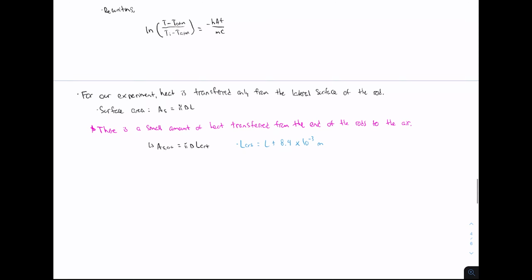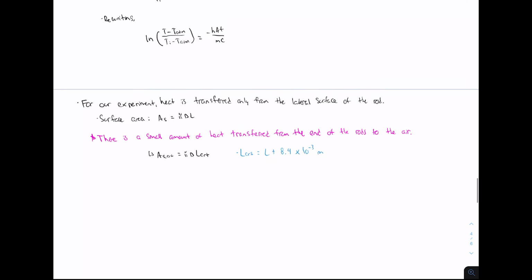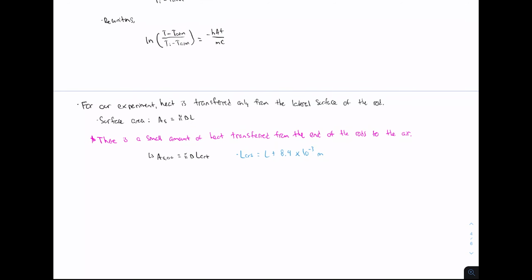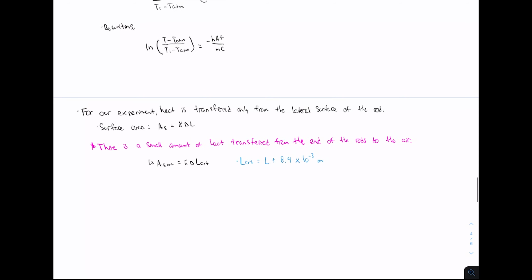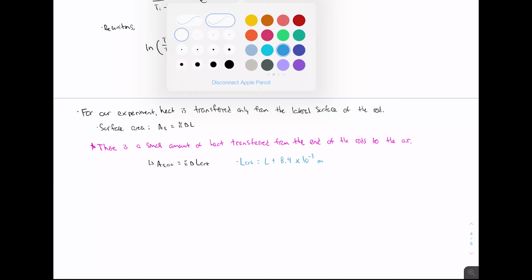Okay, so now we're going to develop the equation to solve for the convective heat transfer coefficient. The first thing we're going to do is make some substitutions to this equation right here. I'm going to let y equal the left side, and I'm going to let b equal part of the right side. You'll see what I mean.